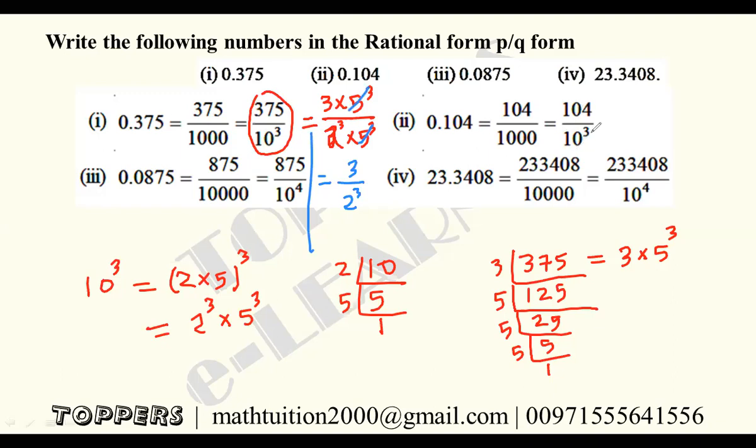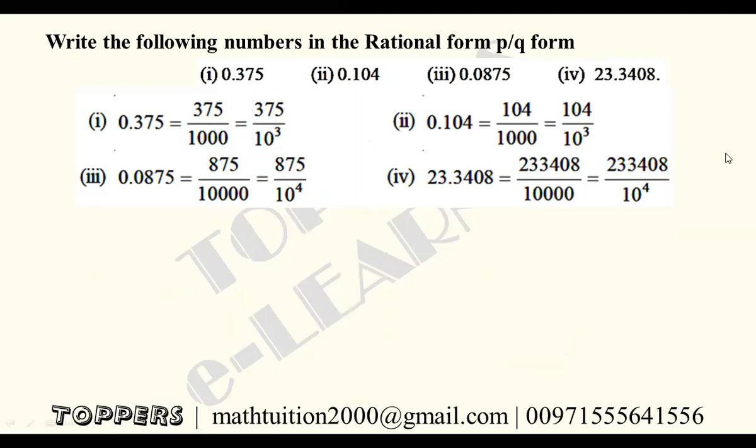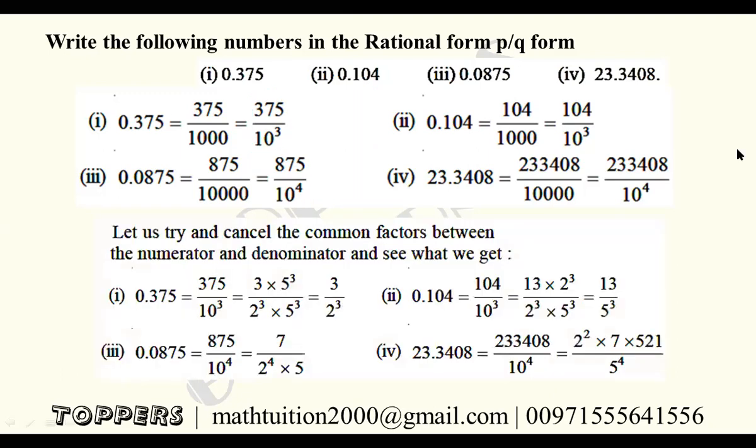Same way, all these numbers: 104 divided by 10 raised to 3, 875 divided by 10 raised to 4, then 233408 divided by 10 raised to 4, which is 2,33,408 in the international system. All when we are doing this way, what will you get? Let us see. We will get the numbers like this. Prime factorizing, this one we have already done, right?